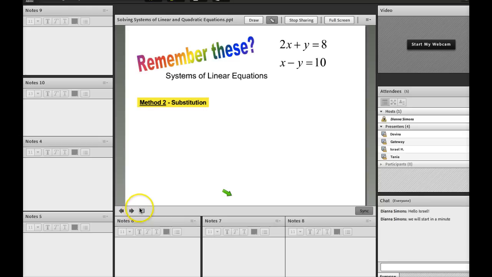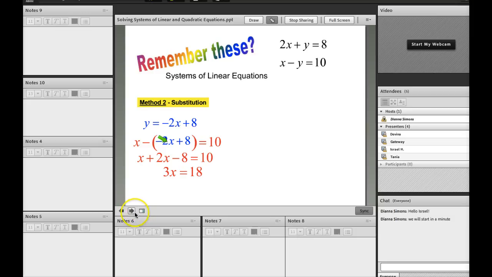All right, the next method was called substitution. And substitution, again, you solve for y. You can solve one or both for y, and then just substitute in. So this is what we have for y. We're going to take that, -2x plus 8, and we're going to put it in there for y. Alrighty, and then after we do that, we're just going to solve for our x. So we'll add 8 to both sides and combine our 2x and x, and then divide by 3, and so we got x is 6.